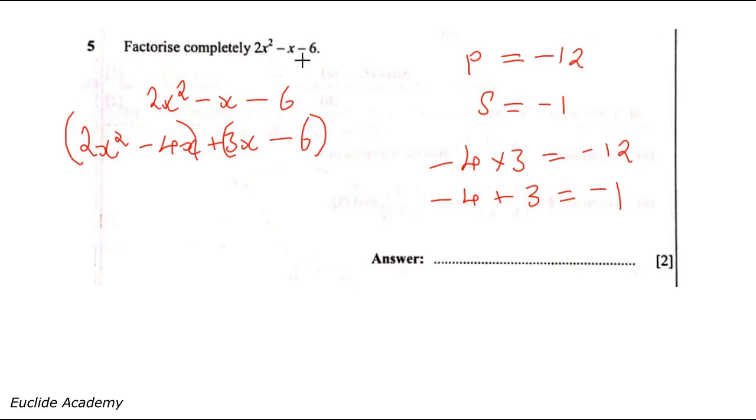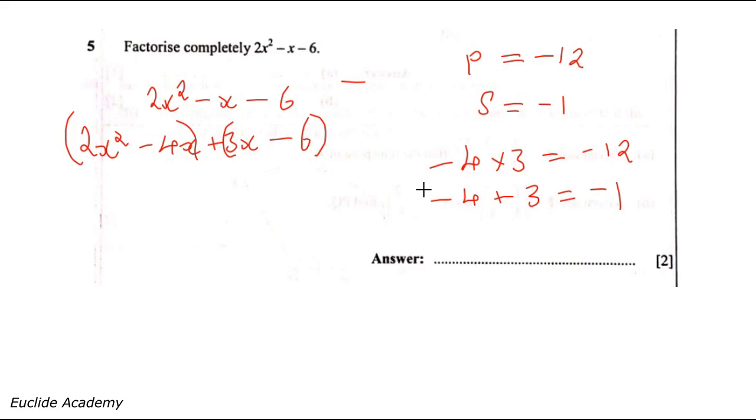So this might tend to confuse some people, so I'll go through it once again. So here we've got 2x squared minus x minus 6. Now when you want to factorize this expression, you need to find 2 numbers such that when you multiply them together, they give you the product of the constant times the coefficient of x squared, which is negative 12, and when you add them together, they give you the coefficient of x, which is negative 1. Those 2 numbers are negative 4 and 3, because when you multiply them they give you negative 12, and when you add them they give you negative 1.